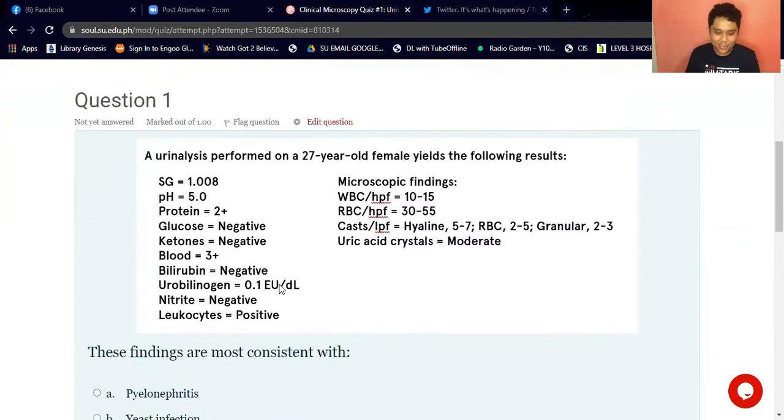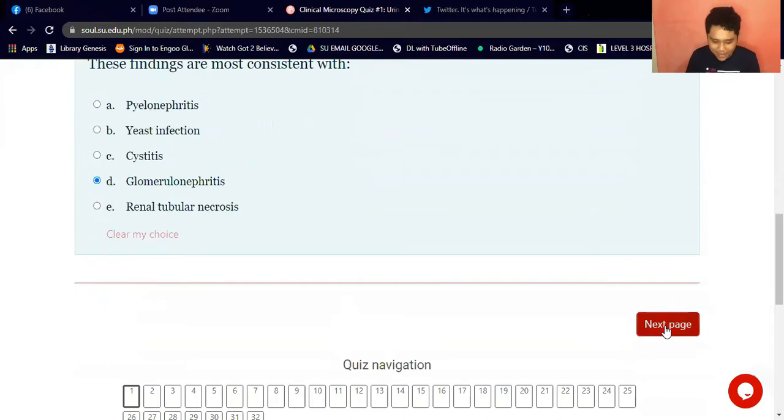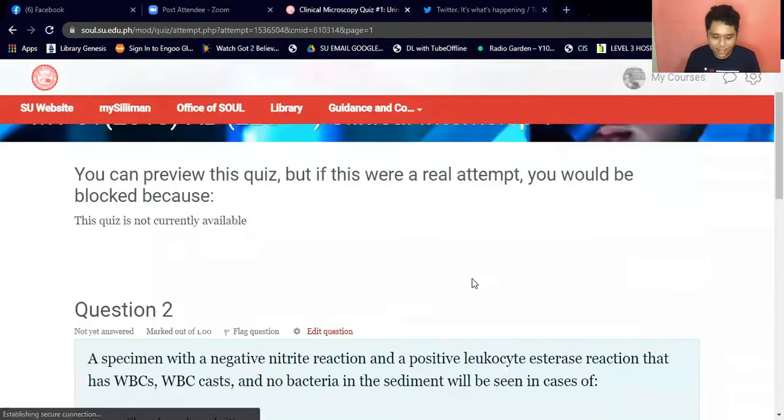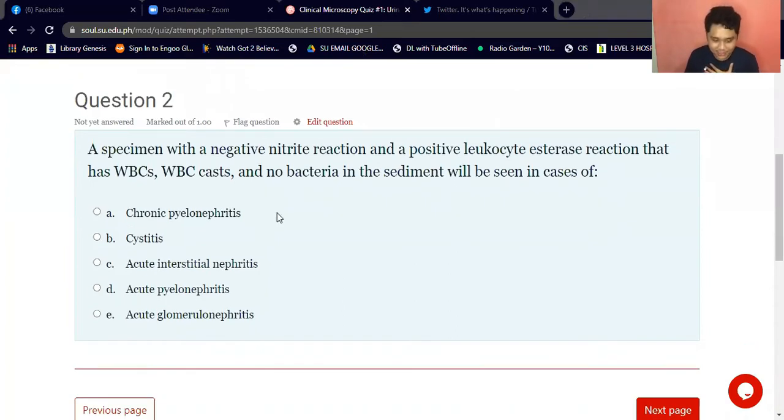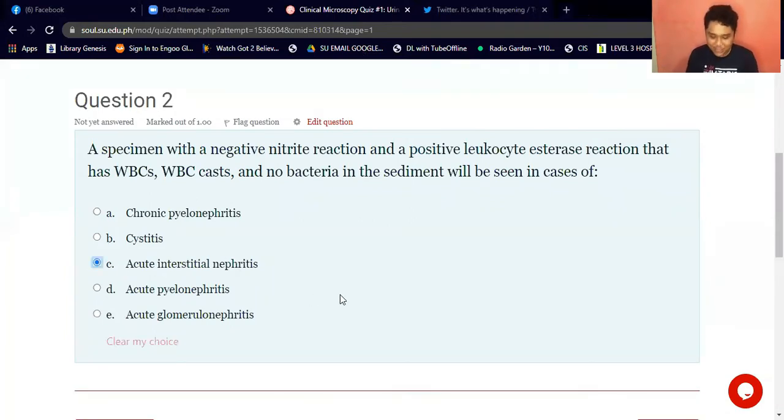Okay? All right? So that's question number 1. Next page. Okay. Question number 2. A specimen with a negative nitrite reaction and a positive LE reaction that has WBCs, na ay WBC casts, pero walay bacteria na ko. Asa may na disease makitaan? Sterile leukocyturia. Ito ganito, C? Acute interstitial nephritis.